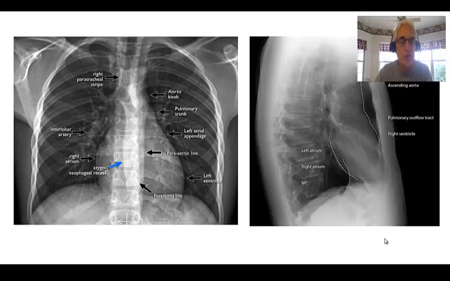Okay, let's look first at the normal chest x-ray. A, airway. There's the main stem bronchus. Just follow my arrow. There's the right main stem, the left main stem at the carina, where they break into right and left sides. Airway looks all right.